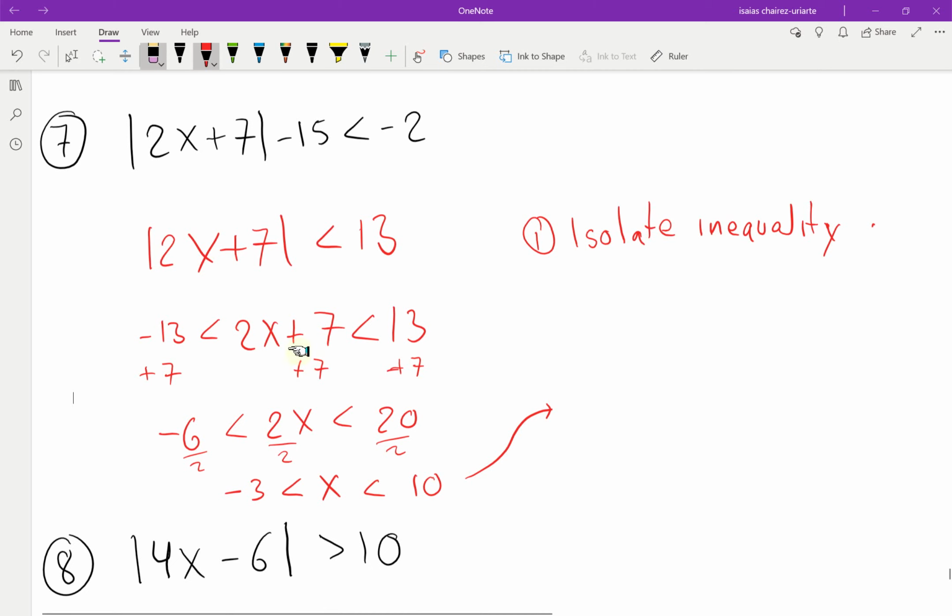I added 7 to everything. I added 7 to all sides. I need to subtract a 7. I need to be subtracting a 7 here. Something doesn't look right to me here. Sorry, let's erase this. So a mistake happened here. I need to subtract a 7. You see right here, I should have been subtracting a 7.